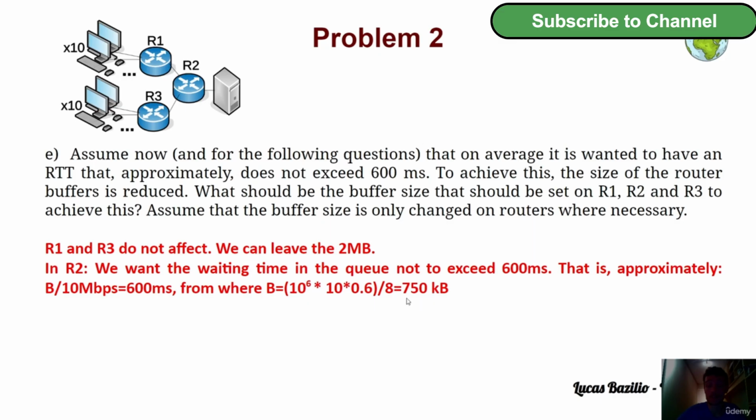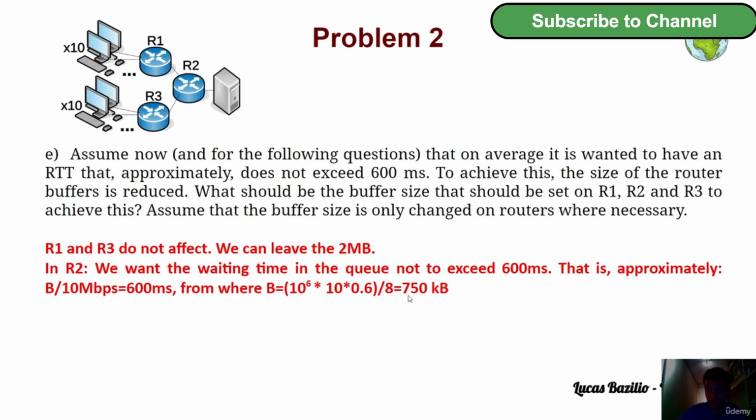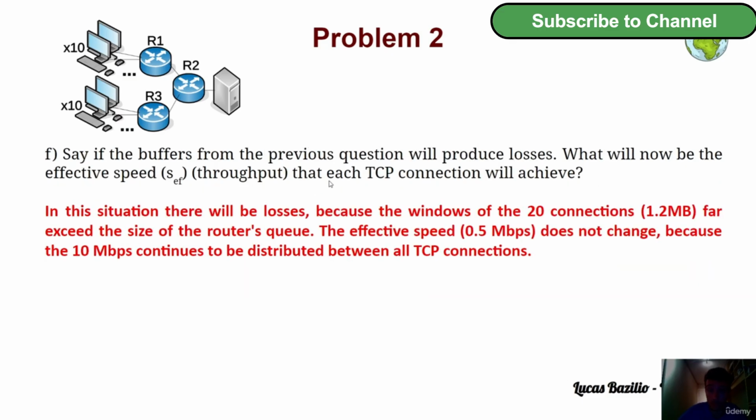Therefore, since this value is far less than the total size that we will need, of course there will be losses. So there will be losses for the case of this question E that we saw. Once again, because the windows of all of the 20 TCP connections add up to 1.2 megabytes, this far exceeds the size of the router's queue, which is 750 kilobytes. So to the first question: yes, there will be losses.